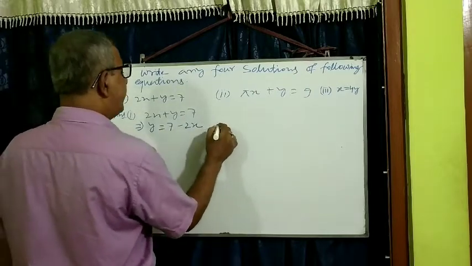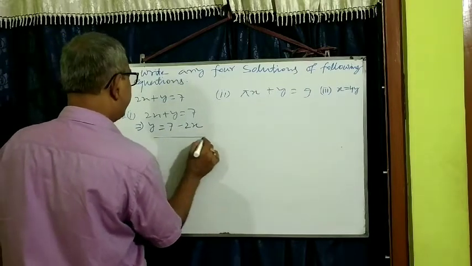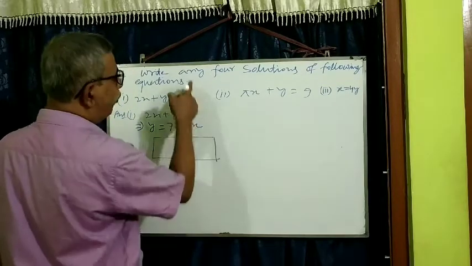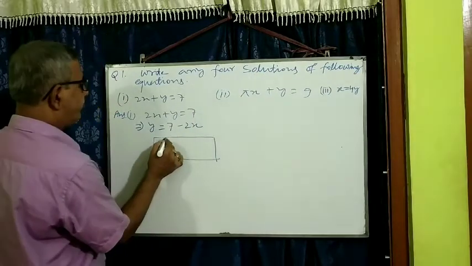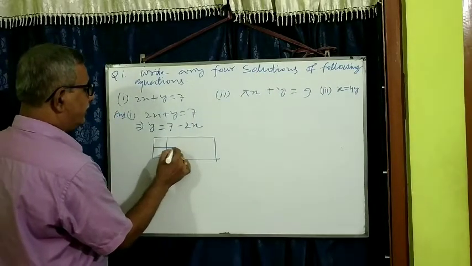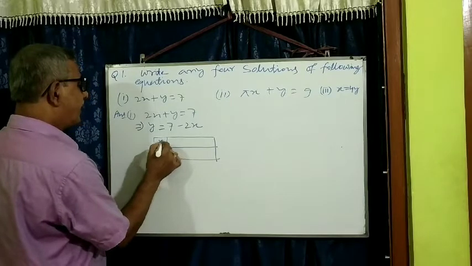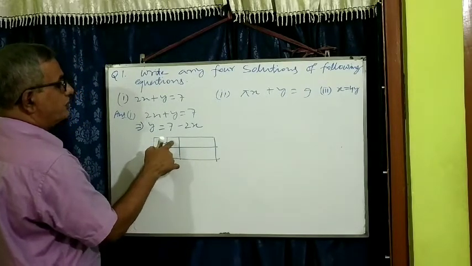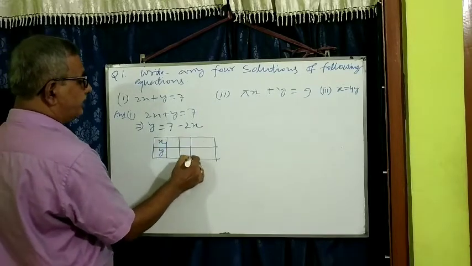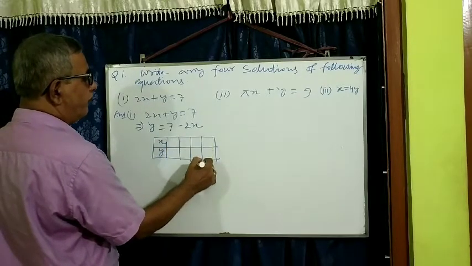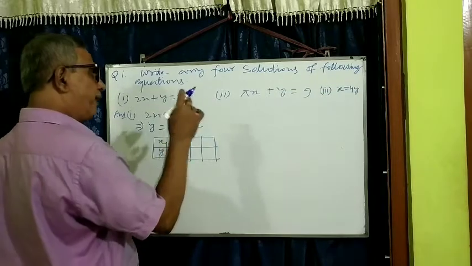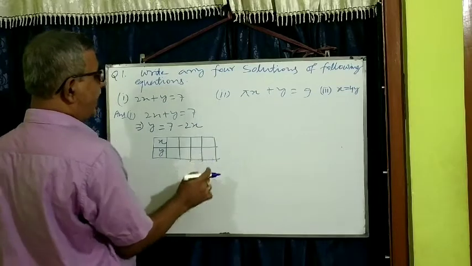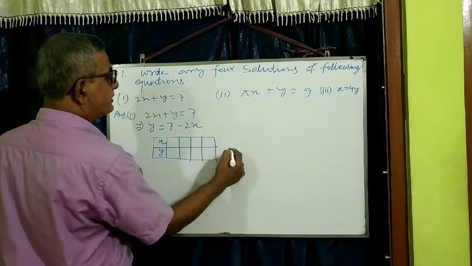Here, one table you make here. How many solutions are asked? You see, 4 solutions have been asked. Here I am writing x. Here I am writing y. One solution will be here, another will be here, third will be here, fourth will be here. If 5 solutions would be asked, then what I had to do? We have to extend the table.